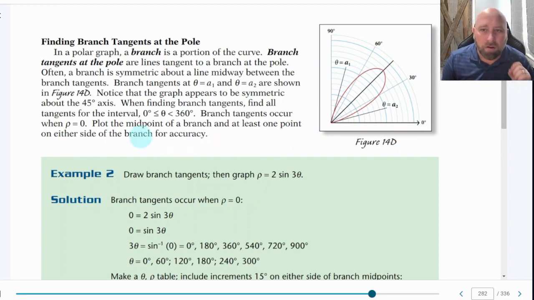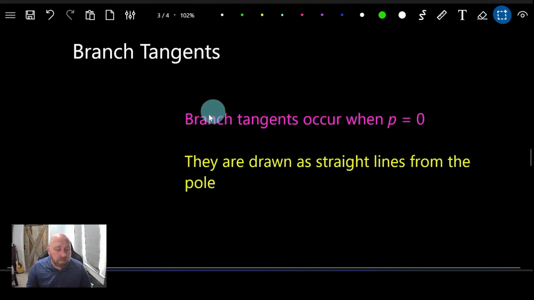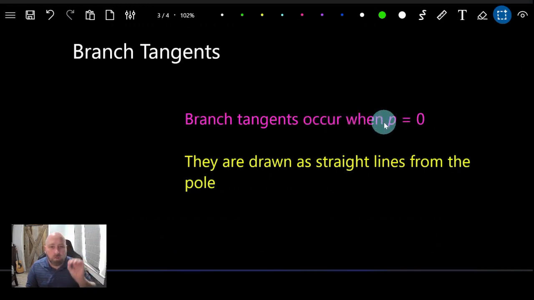Now, what are these tangent points? It's actually fairly simple. Here it is right here. Branch tangents occur when rho equals 0. That's all you need to know. Okay, so coming over here, looking at my screen, branch tangents only occur when rho equals 0. They are drawn as straight lines from the pole. Okay, that's all we do. There's nothing fancy here. We just figure out, okay, does rho equal 0? If it does, it gets a straight line at that degree, whatever degree that's at, and we move on.